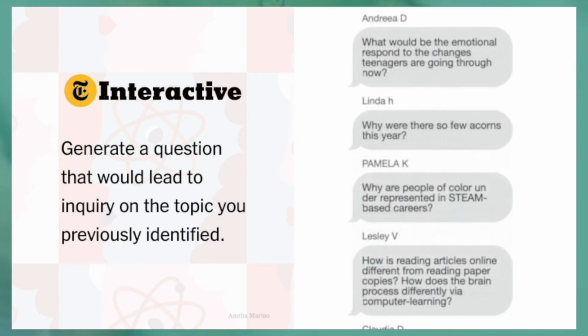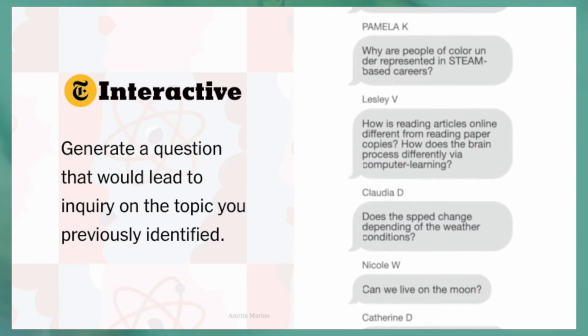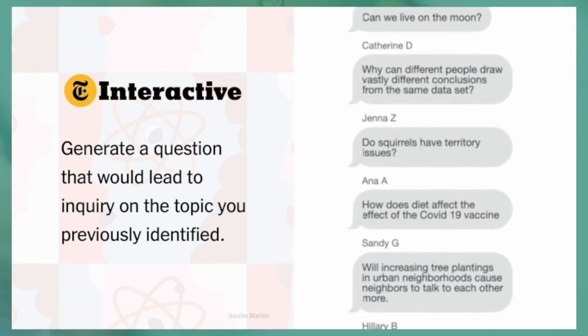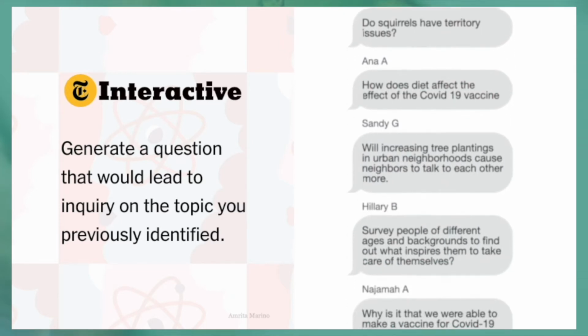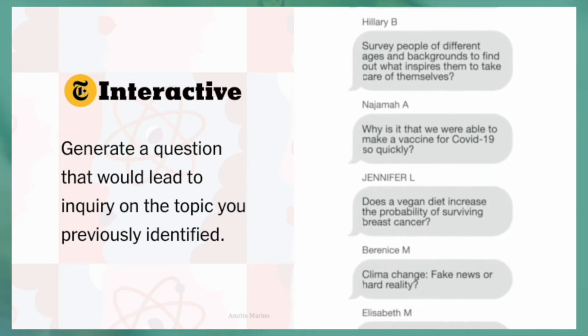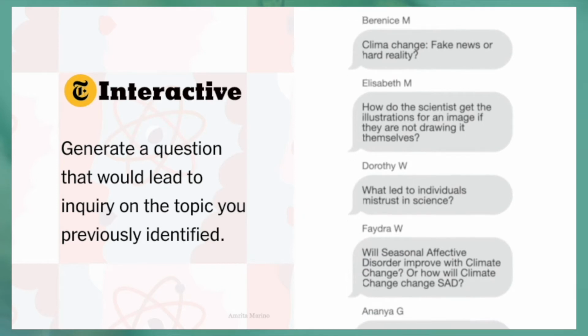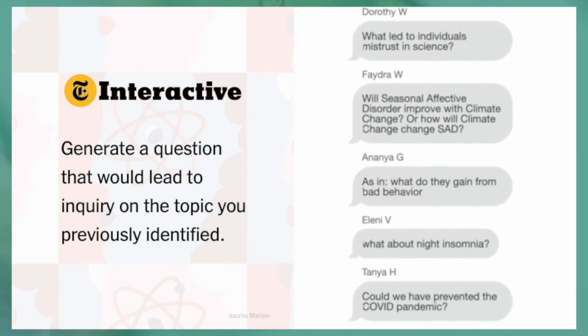Can we live on the moon? That's a good question. I'm sure people are actually asking that right now. That was a really good one. Do squirrels have territory issues? That's a really interesting one. I know that I have questions about that because I have squirrels everywhere in my neighborhood. All right. So these are the types of questions that we want students to get at, right? Something that starts to really narrow down and becomes really the focus of the entry that they'd be bringing into this contest, right?